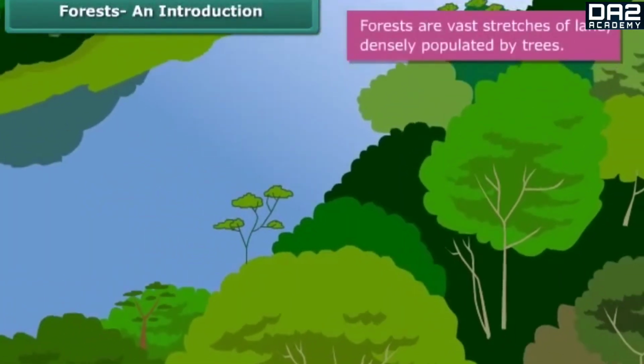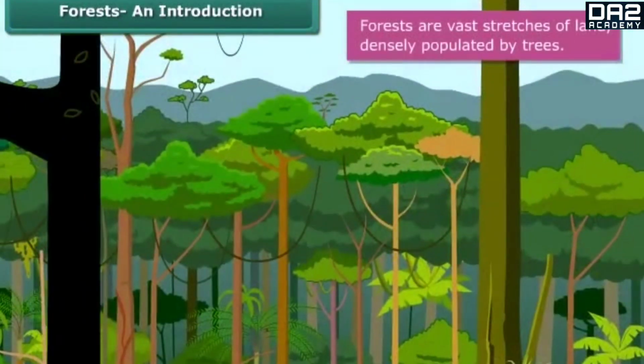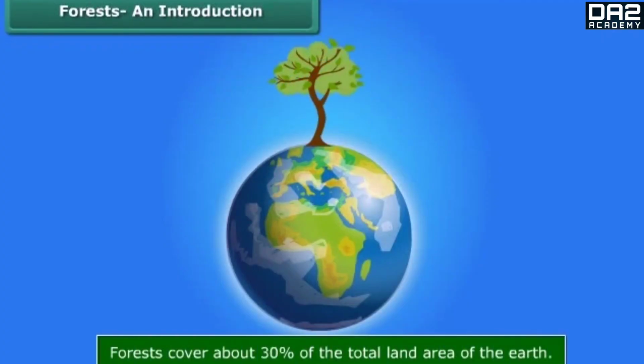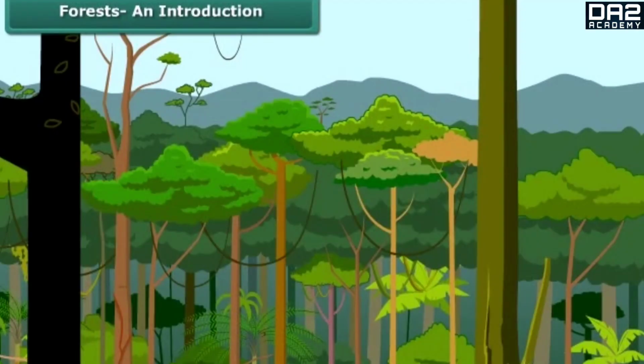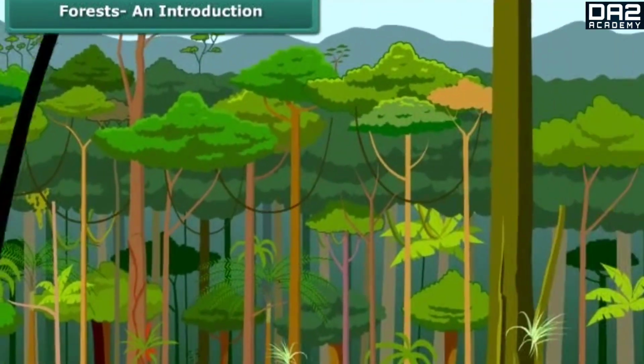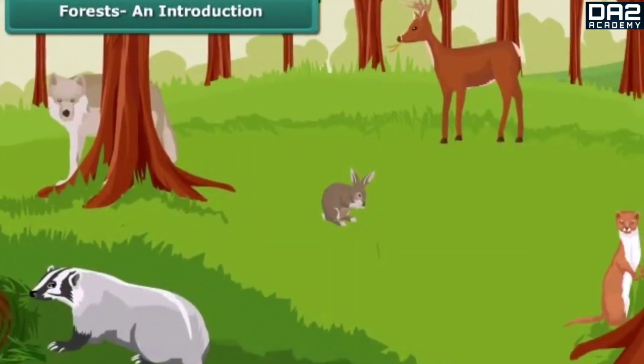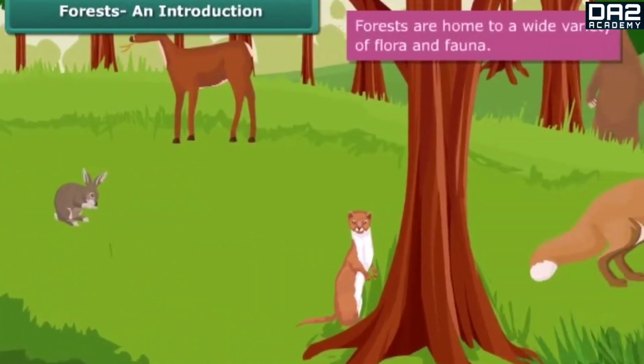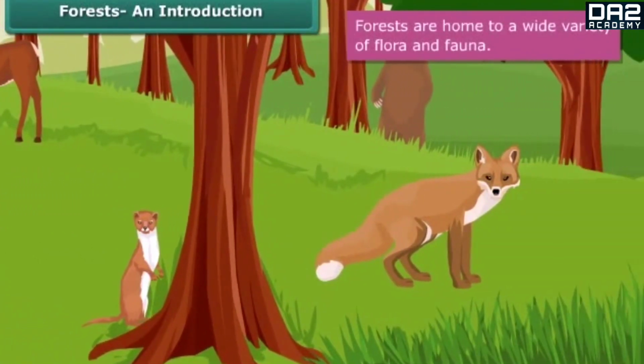Forests are vast stretches of land densely populated by trees. Also known as woods, forests cover about 30% of the total land area of the earth. They include not just trees, but also smaller plants, shrubs, and bushes. Forests are home to a wide variety of flora and fauna.